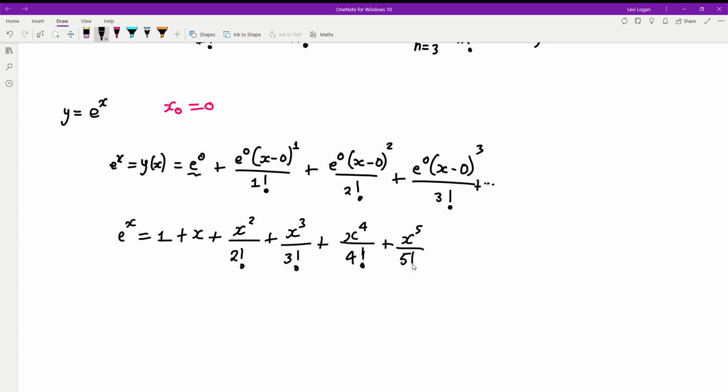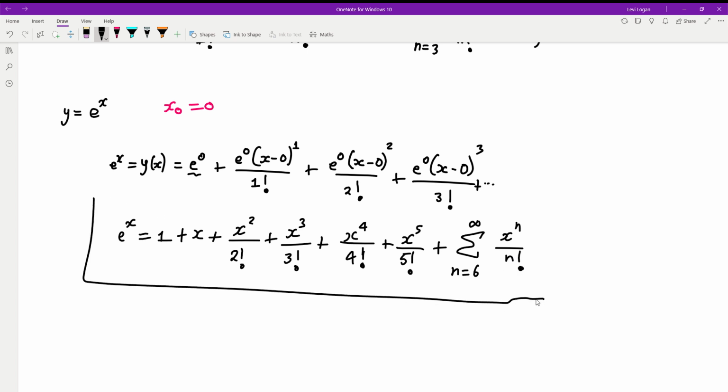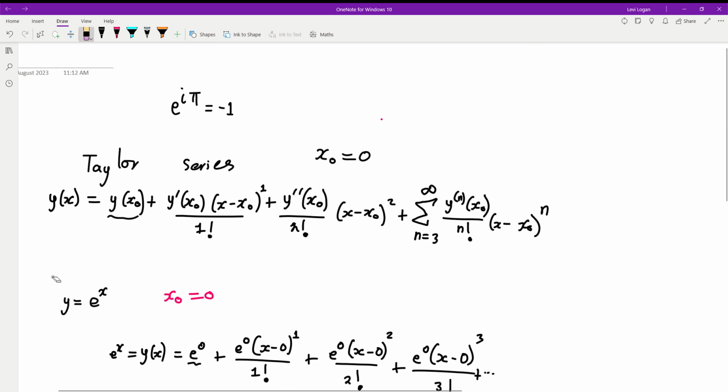Now, instead of writing on forever, I'm just going to approximate it using a sum. So sum, continuing at n equals 6 to infinity, x to the n all over n factorial. Now, if you went to infinity, this polynomial would be exactly the exponential curve. That's really important for us because in our proof, we're going to be proving an exponential with a certain input. So when x is equivalent to i pi, it gives you -1.